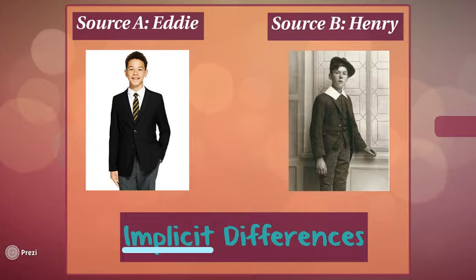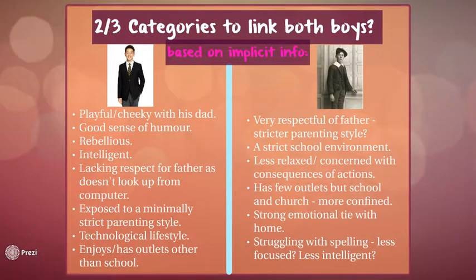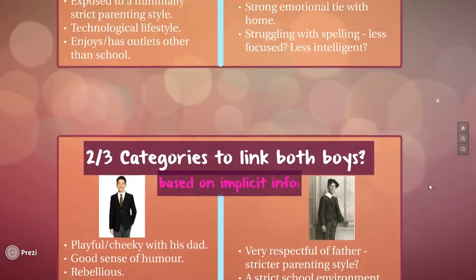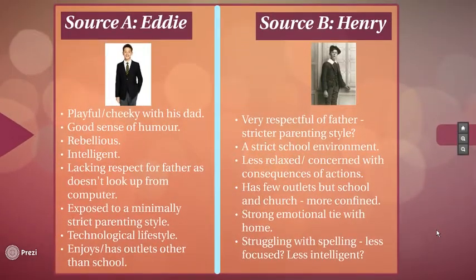So, based on the information that you have within your source, pause this video now and just see whether you can come up with a list of implicit details that we understand about Eddie, and then a list of implicit details that we find out about Henry, and just make a note of them. So pause the video now and have a go for yourselves at that bit. Sorry, I've gone to the wrong section here. There we go.